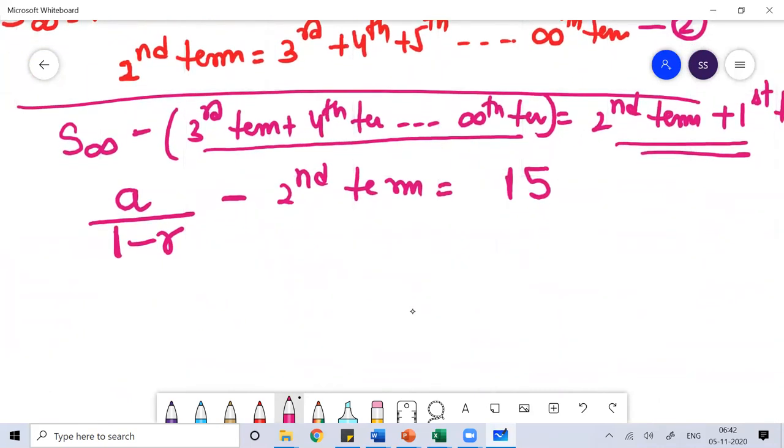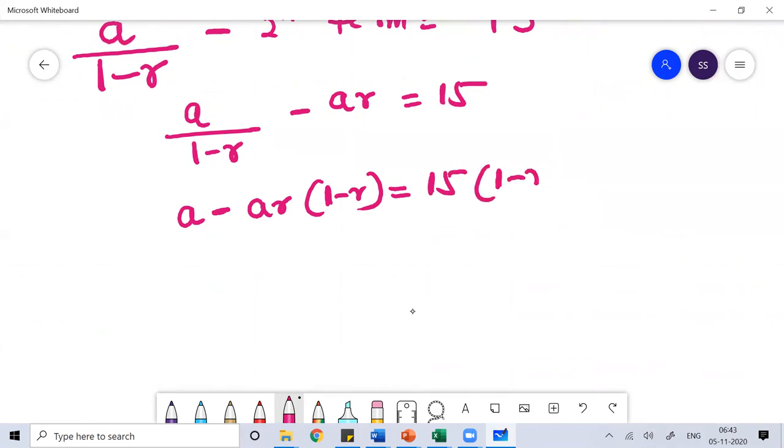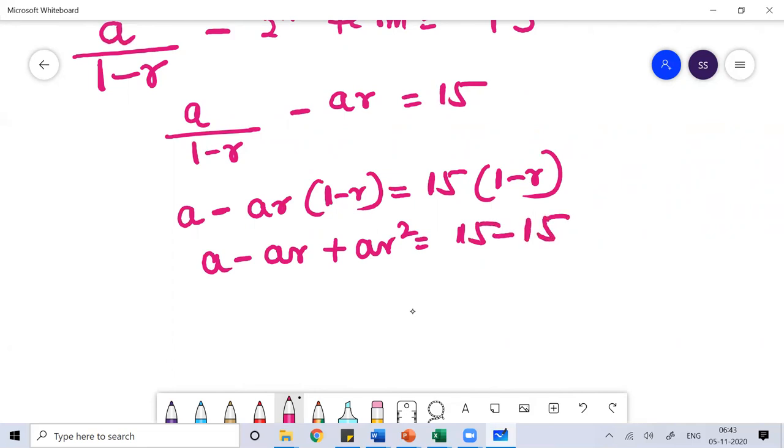The sum of first two terms is 15. So what can I write? I can write A by 1 minus R minus the second term, that is AR, is equal to 15. If I take LCM, A minus AR into 1 minus R is equal to 15 into 1 minus R. So A minus AR plus AR square is equal to 15 minus 15R.